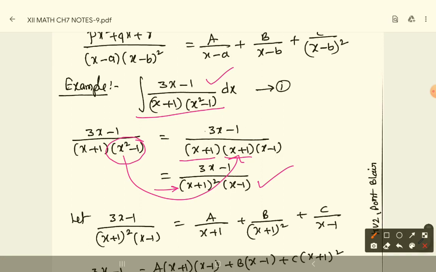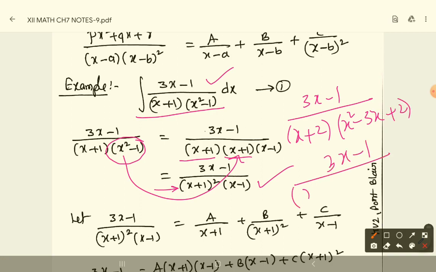If the question is like this, (3x minus 1) by (x plus 2) into (x square minus 3x plus 2), then it is (3x minus 1) by (x plus 2) into (x minus 1) into (x minus 2). So these are different linear factors. So this is of type 1.